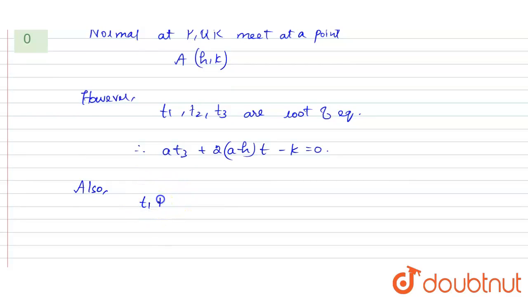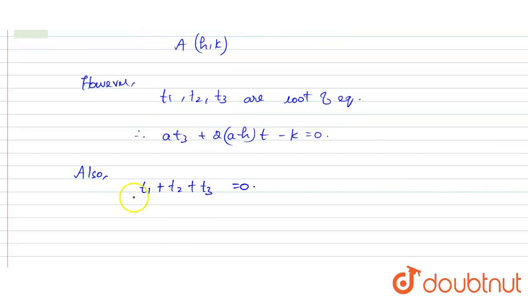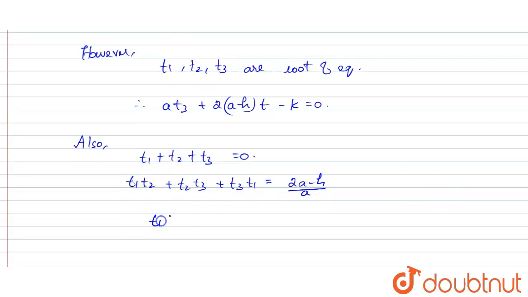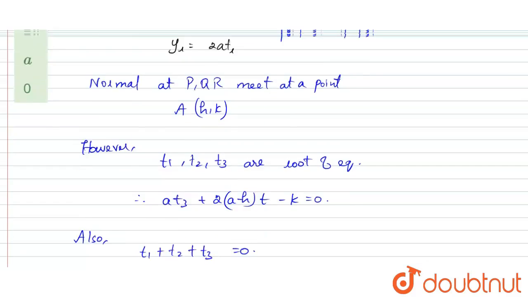So t1 plus t2 plus t3 equals 0. And t1 t2 plus t2 t3 plus t3 t1 equals (2a minus h) by a. And t1 t2 t3 equals k by a. So this is the sum and product of roots. Now I'm going to substitute all the values here.